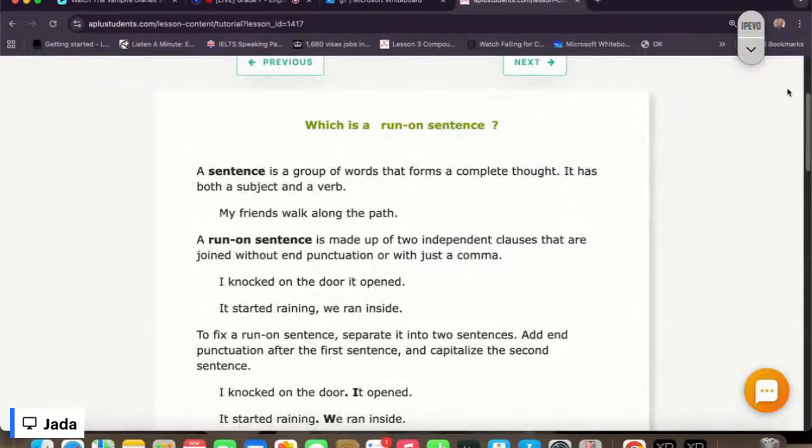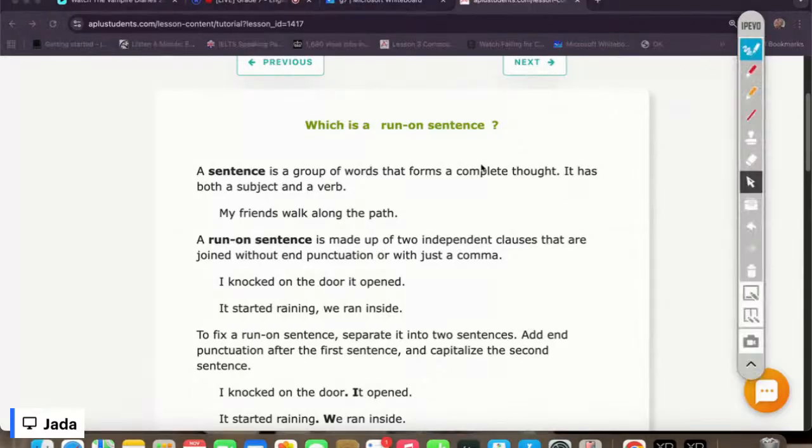All right, so a sentence is a group of words that forms a complete thought. It has both a subject and a verb, just like we know. Okay, and we have my friends walk along the paths. Okay, so my friends is the subject, and then the verb is what? Walk.